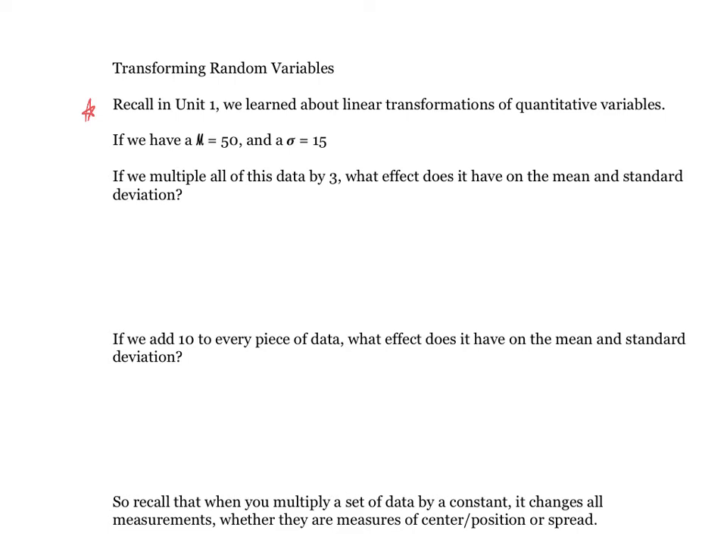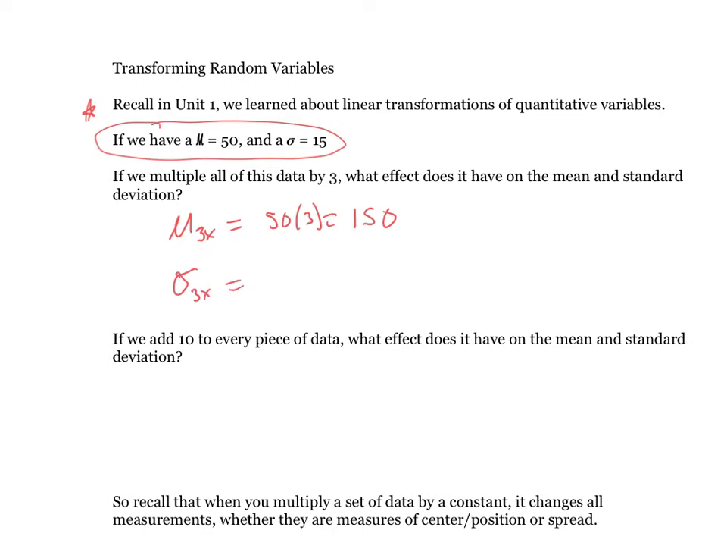So let's say we had a set of data where the mean was 50 and the standard deviation was 15. If we multiplied all the data by 3, what effect does this have on the mean and standard deviation? So it'd be basically taking 3x, or 3 times the mean of x. So it'd be 50 times 3. So the new mean would be 150. And then for the standard deviation, the same thing is true. We'd multiply that by 3, and we would get 45.